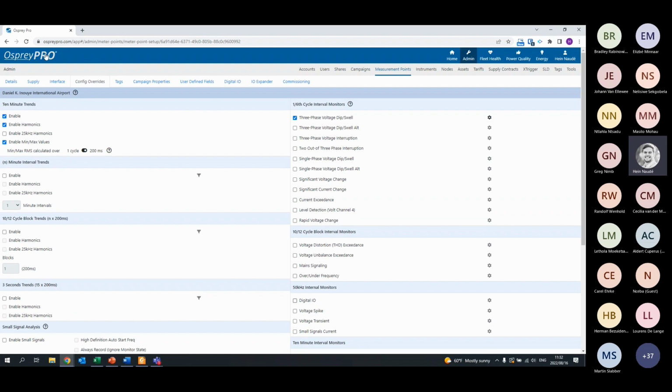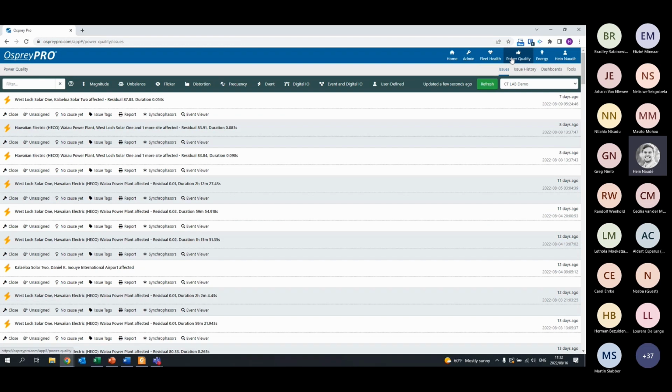Okay, so that is the configuration side of setting up voltage dips and swells on VECTO Grid OS, or still currently Osprey Pro. Just getting back to voltage dip management, we have a platform that we call the Power Quality platform with the issues page. This was developed, as we discussed in the presentation, to be able to manage your dip performance and to analyze events.